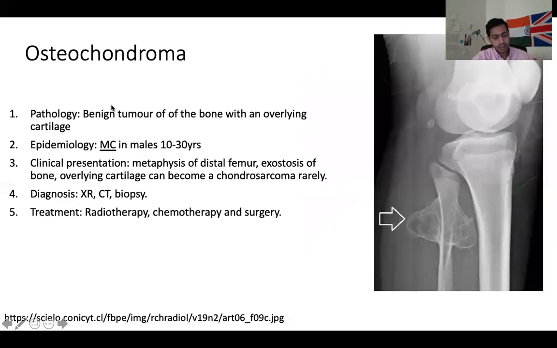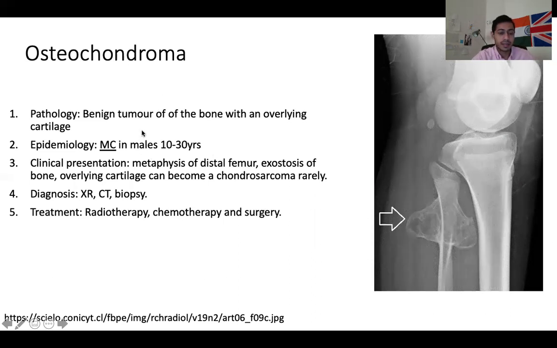And next is osteochondroma. So osteo, obviously we know it affects the bone, and a chondroma is going to affect cartilage. As you can see in this X-ray, this is an X-ray of the knee joint. This is the femur here. This is the patella. Sorry, it's not the patella. This is the femur. The patella is usually here, you can't see it. And then this is the tibia, and this is the proximal fibula.